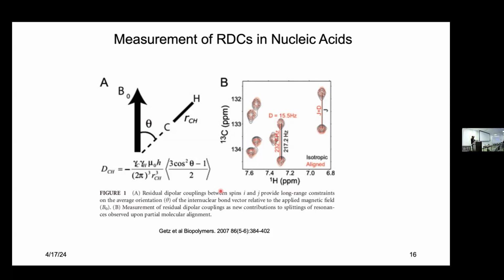And I'm showing you an example. The difference between these two is your dipole coupling. But you have to always remember, for the CH, the J coupling is positive. And so here you can see in red, we have an aligned system where the splitting grew by 15 hertz. So the dipole coupling is positive 15 hertz.